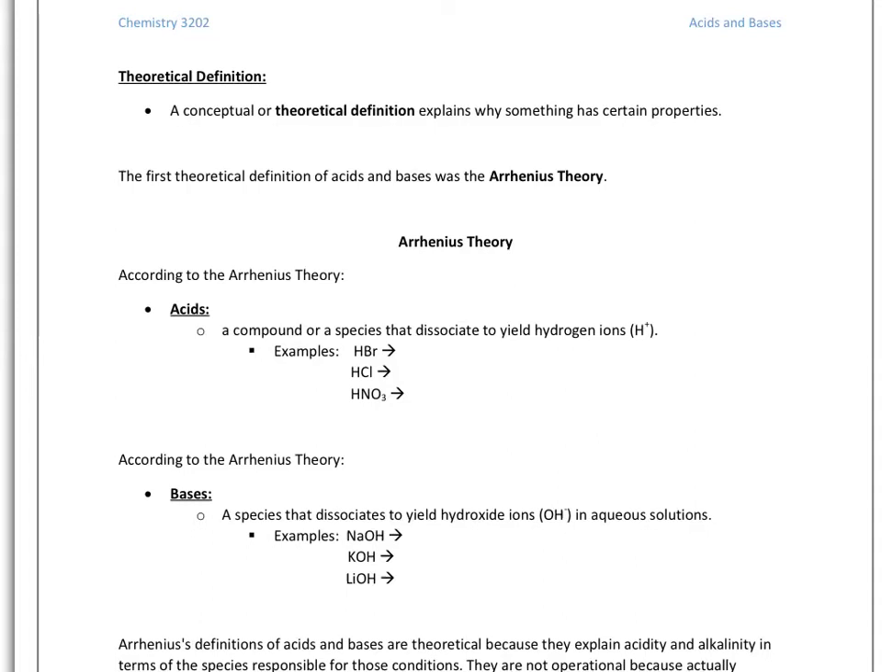According to the Arrhenius theory, acids are any compound or species that dissociate to yield hydrogen ions. That is, it is a compound that will strictly break apart into its 2 component ions, one of which would be H+. Let's look at 3 examples.